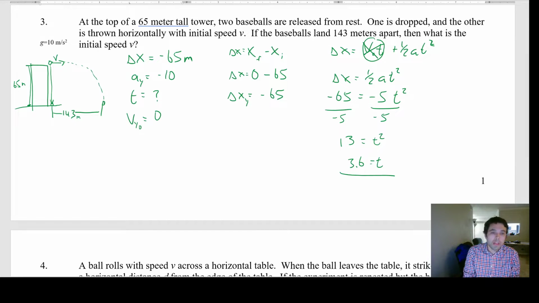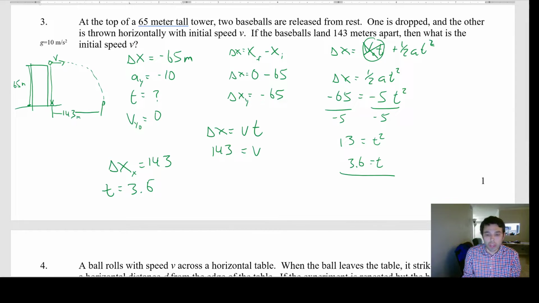We go back and we say, okay, the thrown ball lands 143 meters from the other ball. So it traveled a horizontal displacement of 143 meters. We know time was 3.6 seconds till this thing hit the ground. So now back to our equation that we can use with 0 acceleration, and that's delta x equals vt. This one only works when acceleration is 0. We know 143 meters was my displacement. V is what I'm looking for, and my time was 3.6. So I divide by 3.6 on both sides. These cancel, and I'm left with about 39.7 or 40, whatever. So v equals roughly 40 meters per second. Close enough, right? So that's how fast this guy must have thrown the ball.